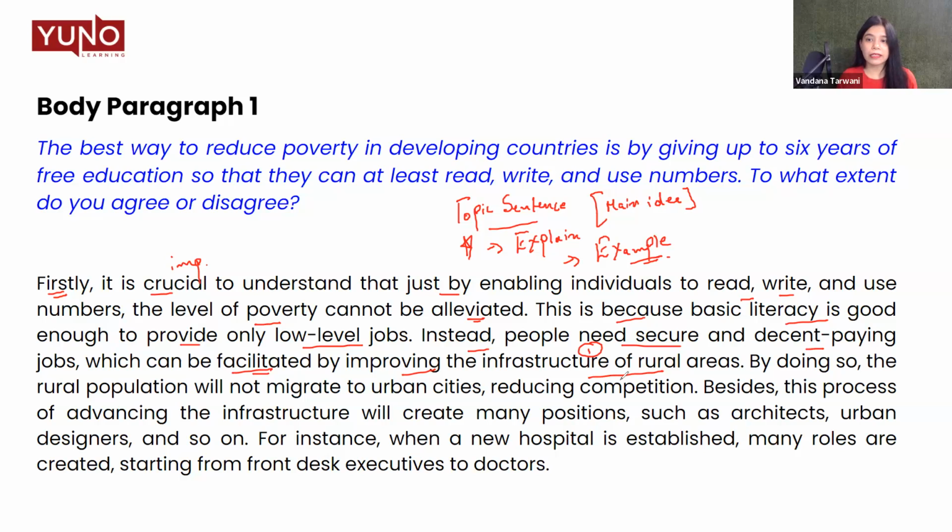Now we are developing this. We are explaining how exactly this will help. We are saying by doing so, the rural population will not migrate to urban cities, reducing competition. More development. Besides, this process of advancing the infrastructure will create many positions such as architects, urban designers, and so on. And finally, we are wrapping it up with a relevant example. We are saying, for instance, when a new hospital is established, many roles are created, starting from front desk executives to doctors.